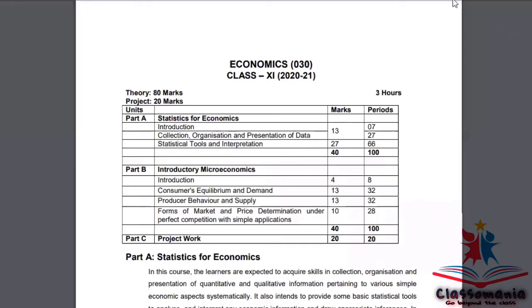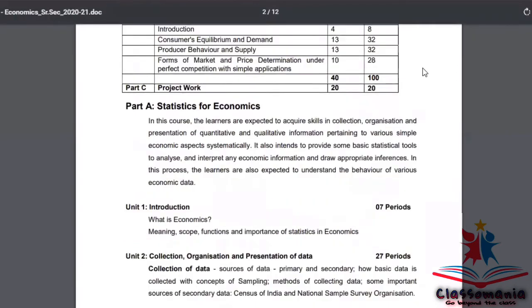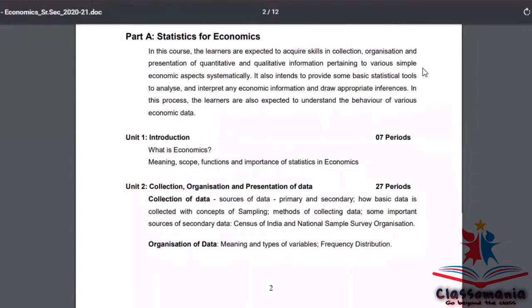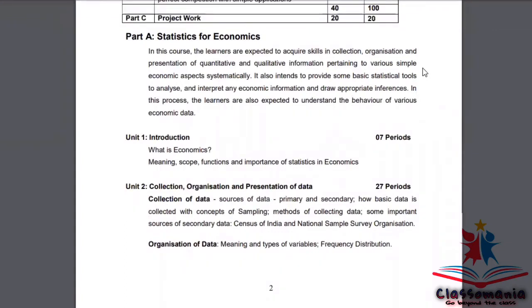This is the syllabus for 11th standard economics. The whole syllabus has been divided in two parts, that is part A, statistics for economics, and part B, introductory microeconomics. In part A, there are 3 units: introduction; collection, organization and presentation of data; and statistical tools and interpretation. As we move towards part A, the topics which have been deleted are as follows.